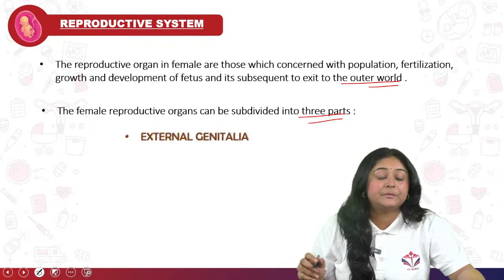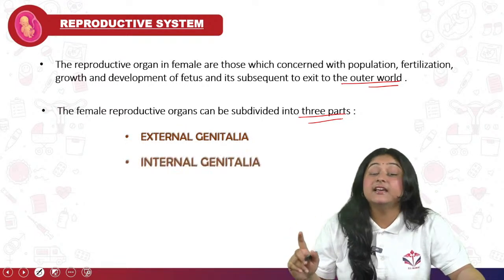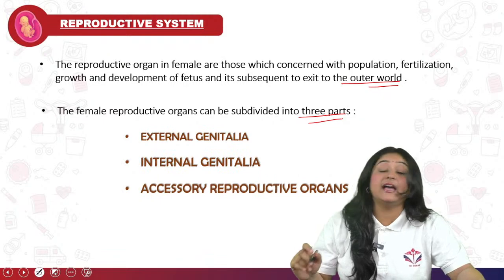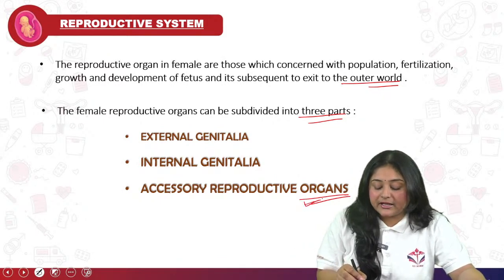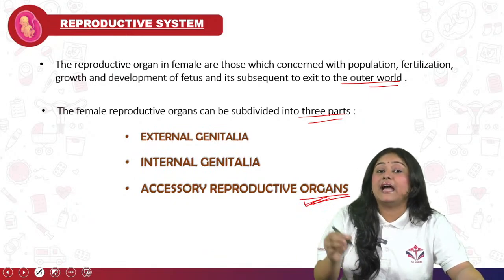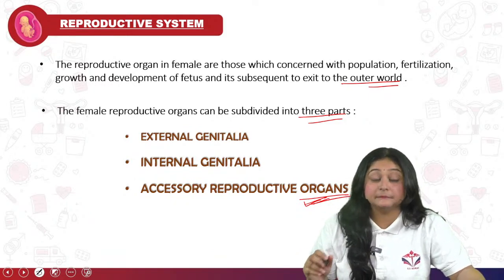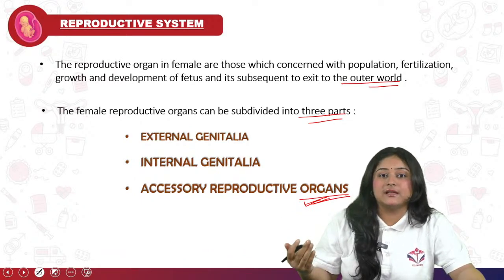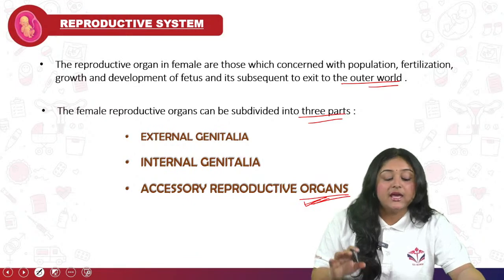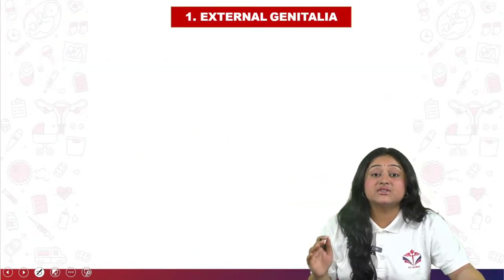So what are the three parts? First is external genitalia, second is internal genitalia, and last is accessory reproductive organs. Accessory reproductive organs, in the sense that they are not directly connected with the reproductive system, but passively they connect by producing some hormones or other factors. Okay, so let's start with the external genitalia.